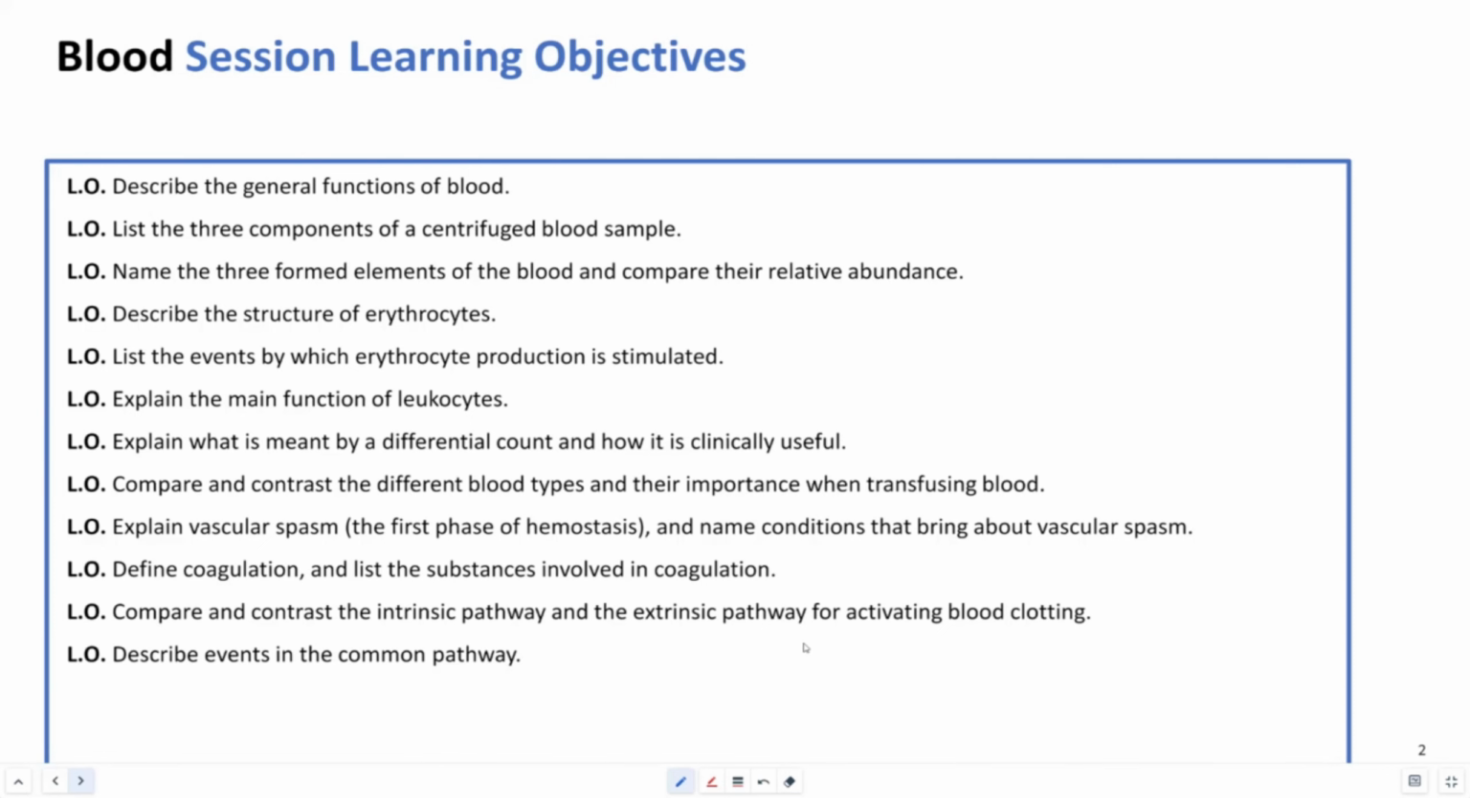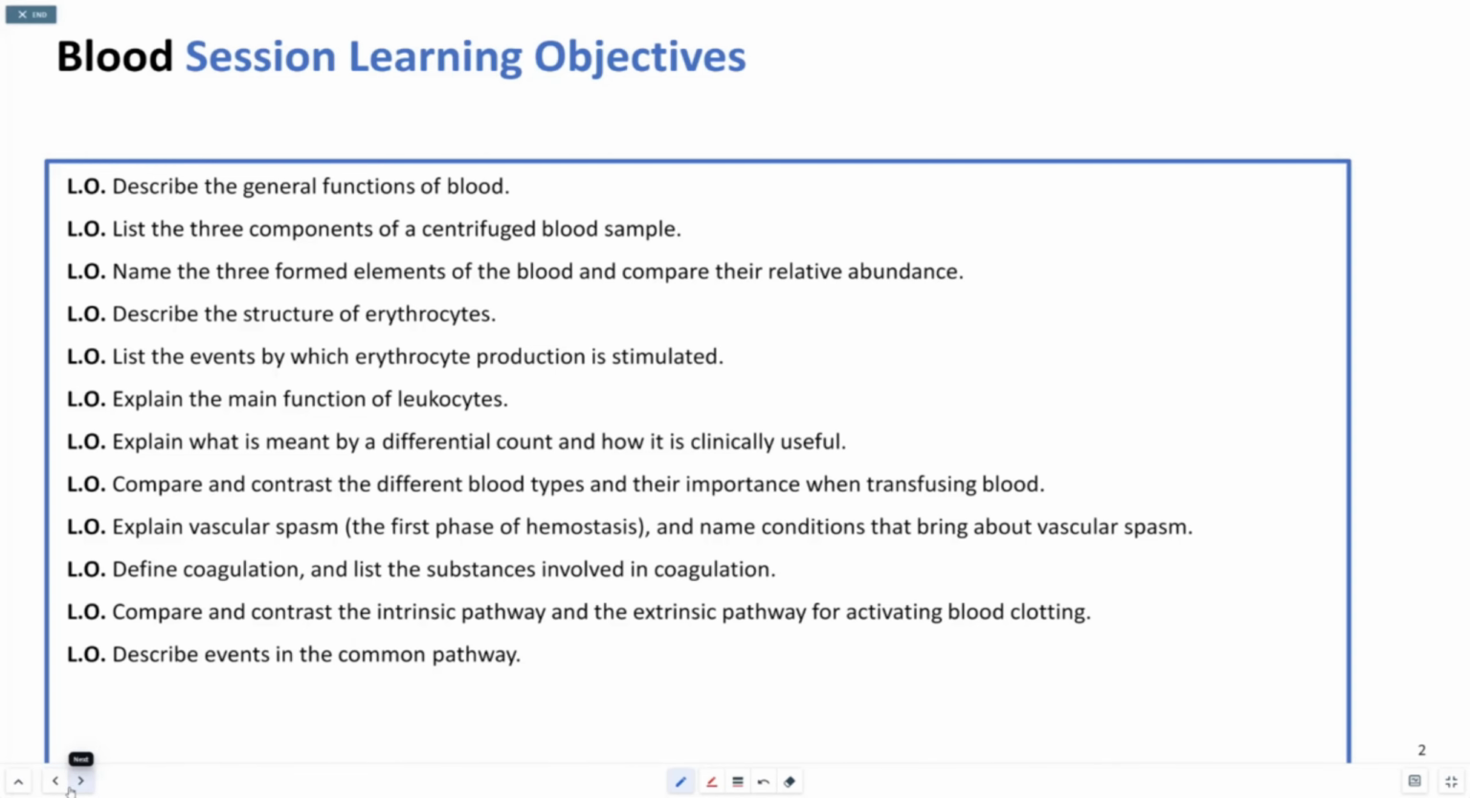explain vascular spasm, the first phase of hemostasis, and name conditions that bring about vascular spasm. Define coagulation and list the substances involved in coagulation. Compare and contrast the intrinsic pathway and the extrinsic pathway for activating blood clotting. Describe events in the common pathway.